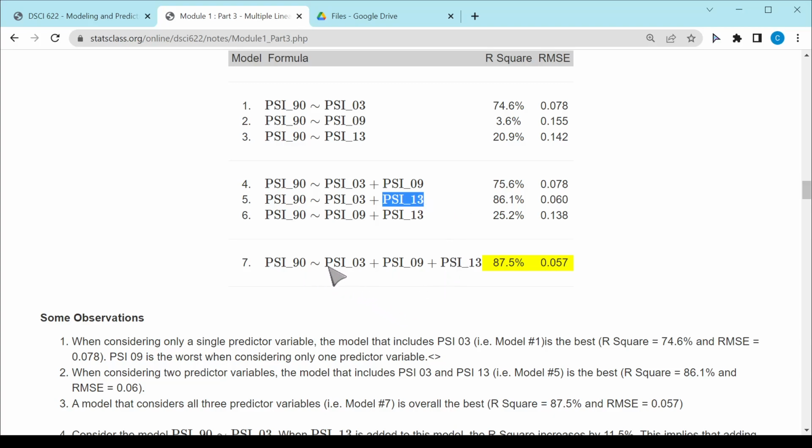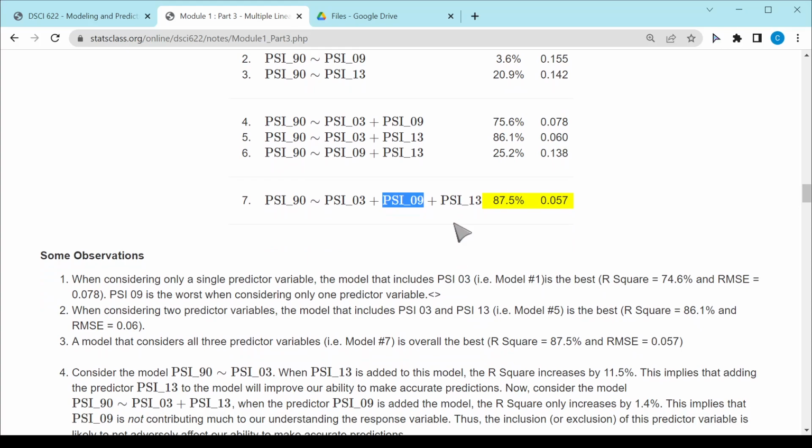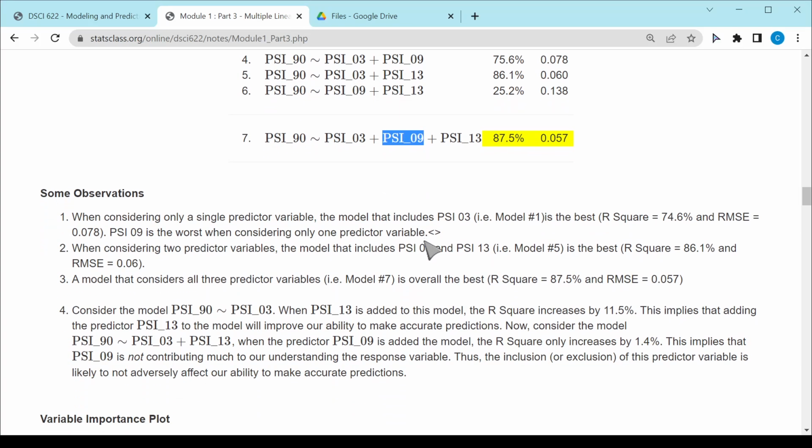The last model is when I put all 3 of those in. So here, going from model 5 to model 7, what I've done is just included PSI09. My R squared went from 86.1 up to 87.5. So there was an increase there, but not much of an increase. Likewise, in the root mean square error, there was a decrease, but not much of a decrease. So PSI09 adds a little bit to my understanding of the response variable, but not a whole lot.